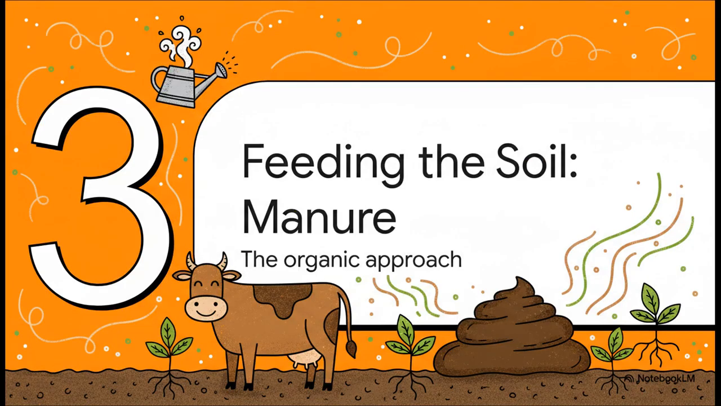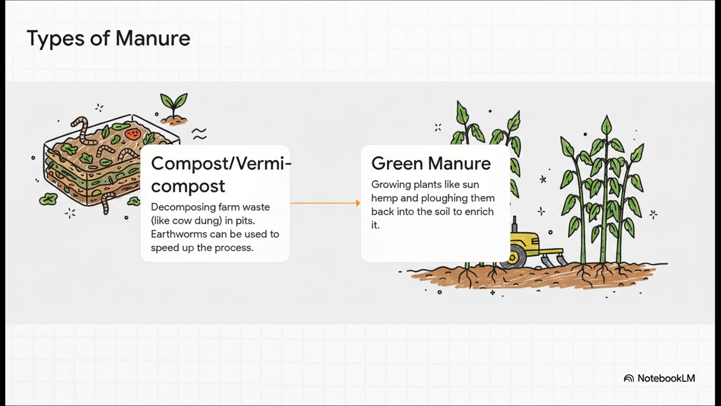All right, let's move on. We're now going to talk about feeding the soil. And we'll start with manure, the organic approach. Think about it. If crops are grown in the same soil year after year, they will use up all the nutrients, right? So we have to find a way to put those nutrients back. For centuries, farmers have been using a natural method to do this. Let's look at the different types of manure. First, we have compost and vermicompost.